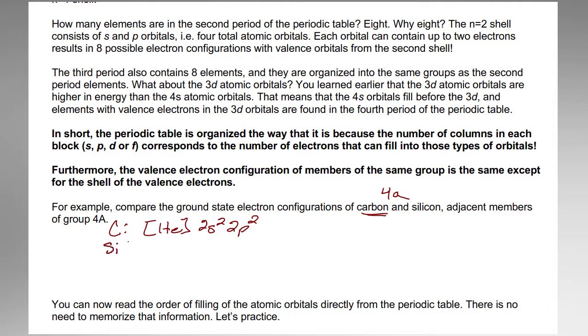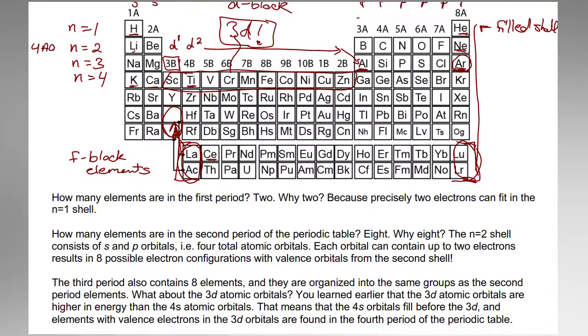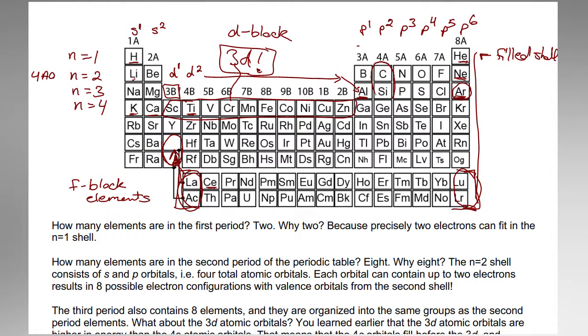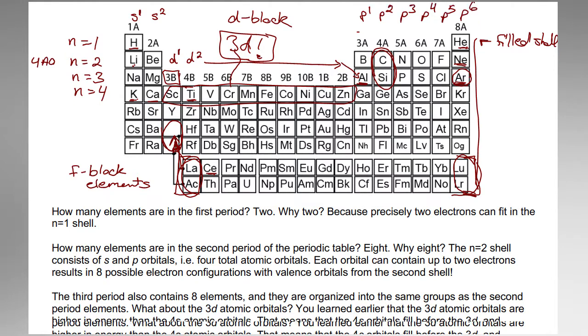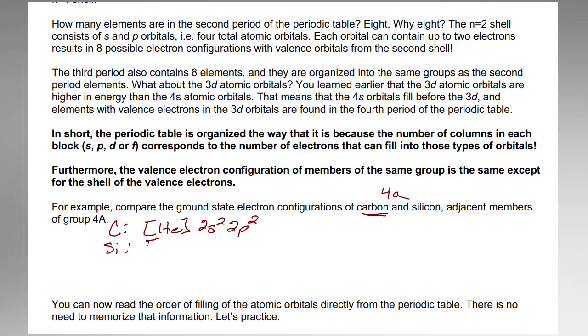Now, we can also look at the ground state electron configuration of silicon. Silicon, if we go back to our periodic table for a moment, is immediately under carbon in group 4A, but in the 3rd period. So for its ground state electron configuration, it's a neon core. Neon is the noble gas at the end of the 2nd period. 3s2, 3p2. Exactly the same sort of arrangement, s2, p2, as what we see in carbon.